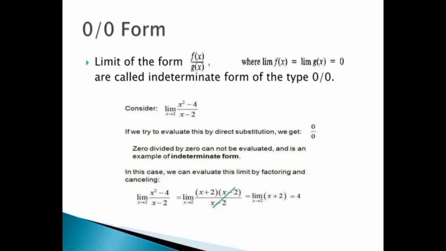In this case, we can evaluate this limit by factoring and cancelling. So we have the limit as x approaches 2 of x squared minus 4 over x minus 2, factoring: x plus 2 times x minus 2 all over x minus 2. So cancel out the x minus 2, then our answer is the limit of x plus 2, where x approaches 2. The answer is 4.